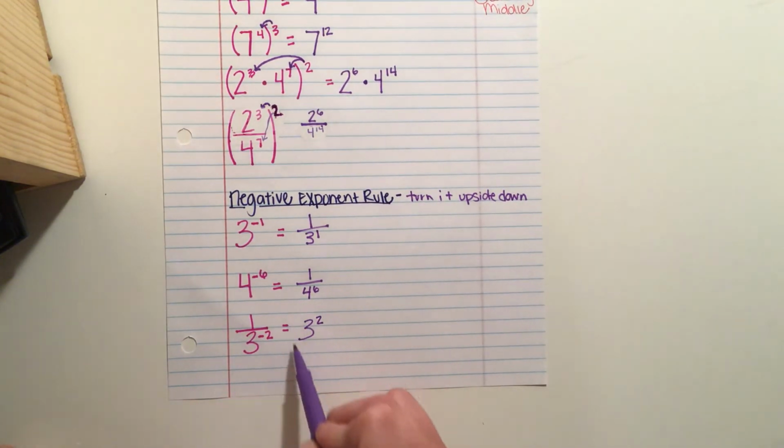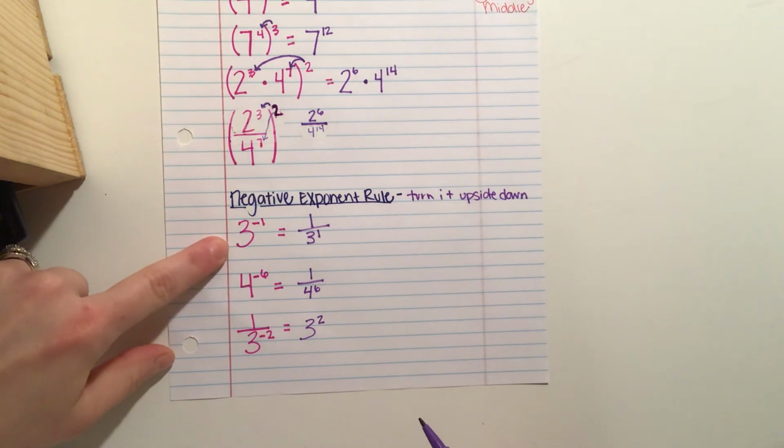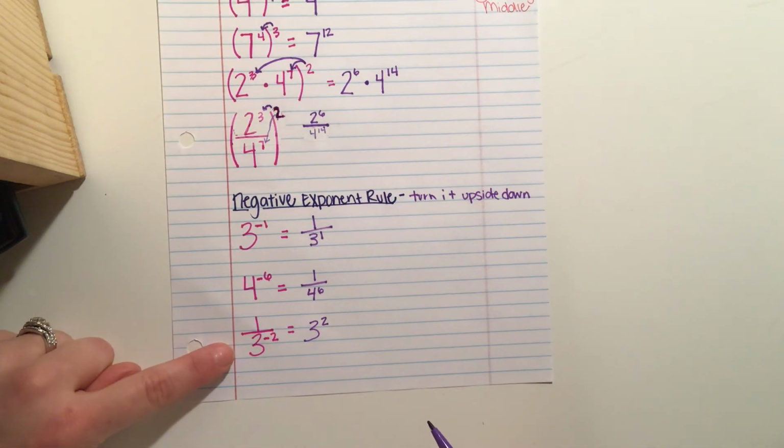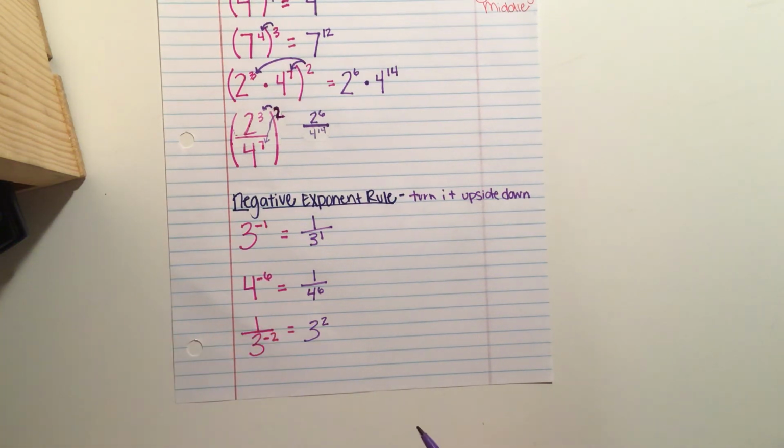Notice this is now a whole. It is not in fraction form. So anytime you have a negative, take the negative away and turn it upside down. If it appears whole at the beginning, it's going to turn into a fraction. If it appears fraction at the beginning, once you take that negative away, it can then be a whole.